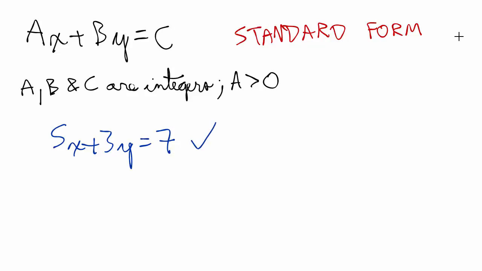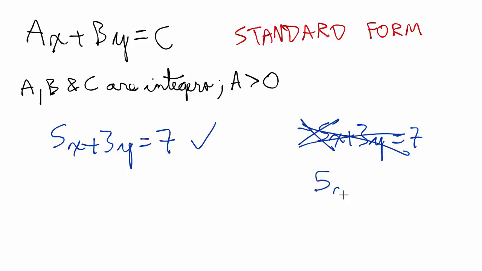Let me give you some examples that are not in standard form. So let's say we have negative 5x plus 3y equals 7. You're like, well, they're all integers. Oh, but guess what? This coefficient of x is not greater than 0, so that's not standard form, no bueno.